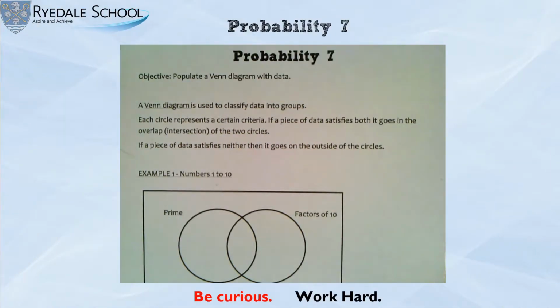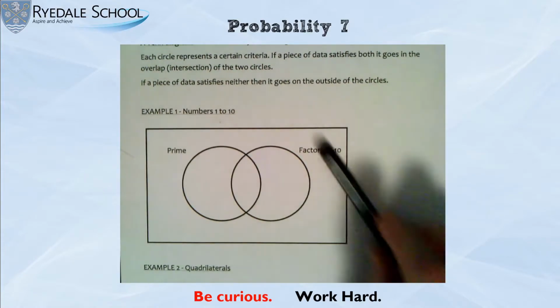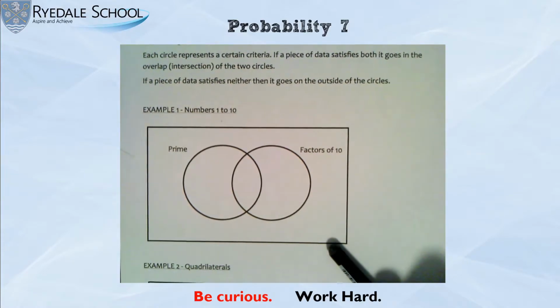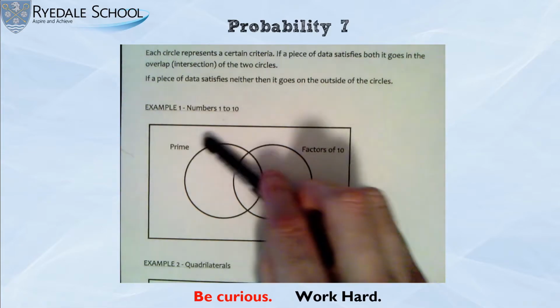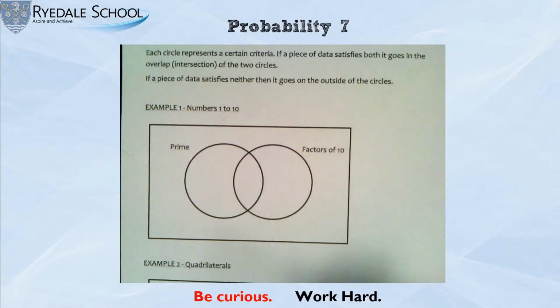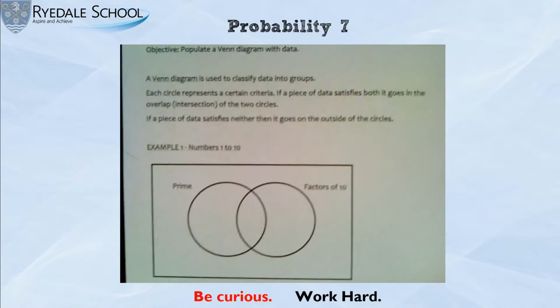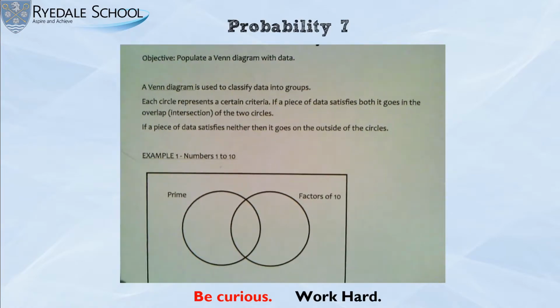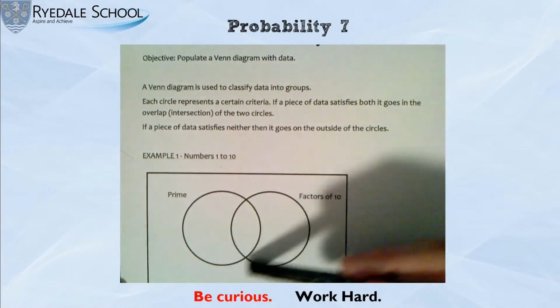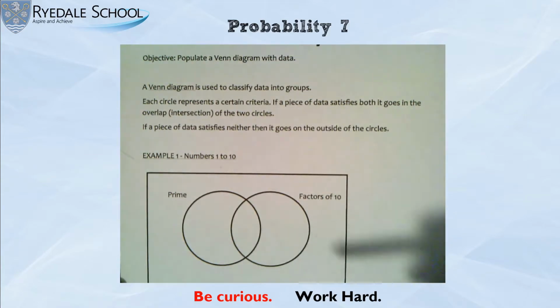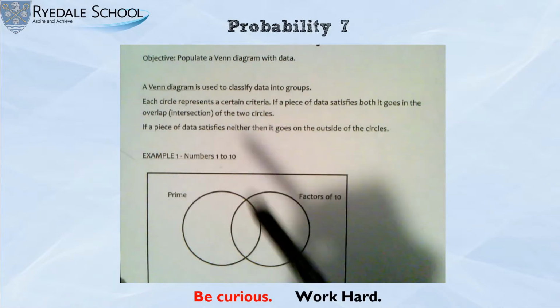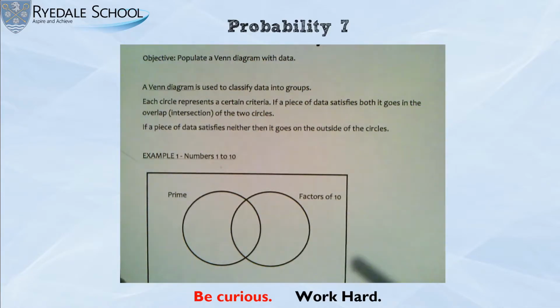So, if you're familiar with the Venn diagram, this is what it kind of looks like. It is an overlapping series of circles. For a simple diagram, it might be 2 circles. For a more complicated diagram, there might be several circles. And the way that this works is that each circle represents a specific set of data. Each circle represents a certain criteria.